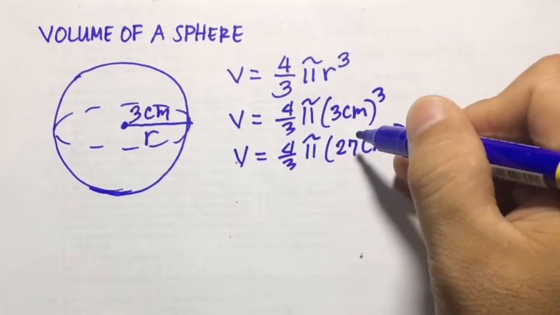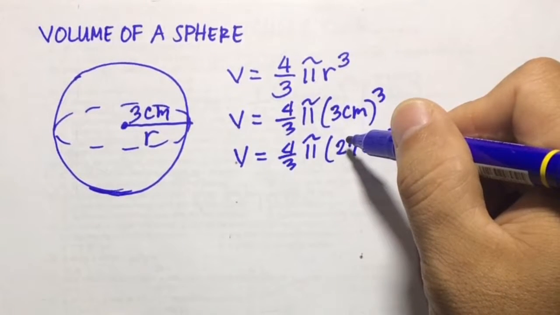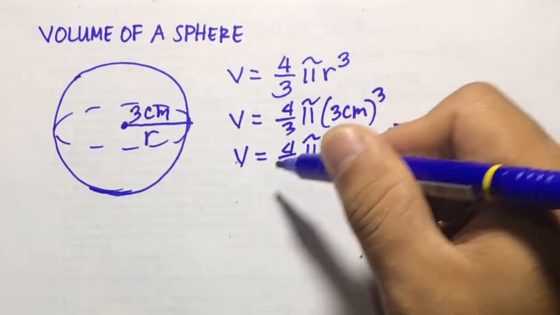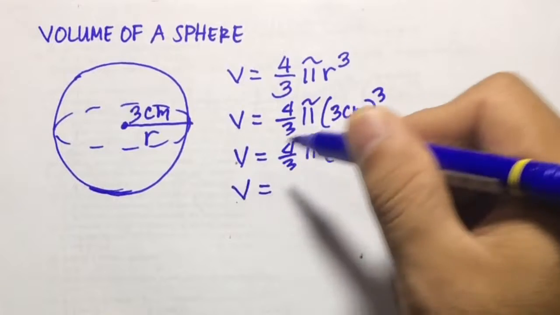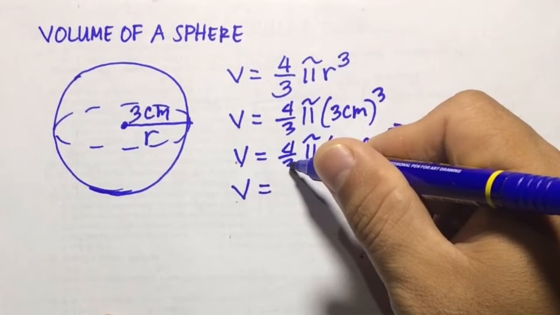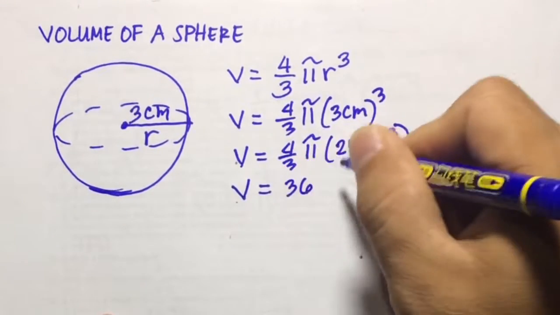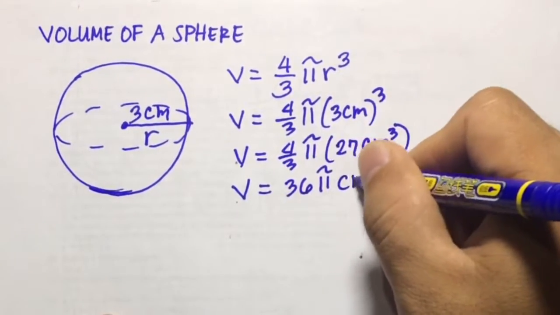Then this is multiplied to 4/3, so we can have 27 times 4 divided by 3, so that will be equal to V equals 27 divided by 3 is 9, then times 4, that will be 36 pi cm cubed.